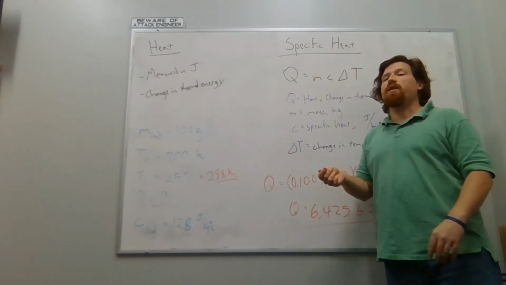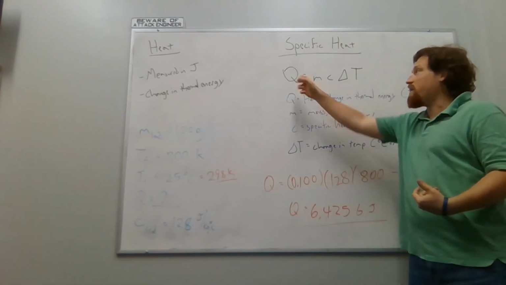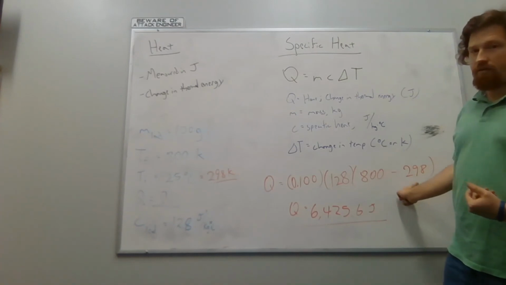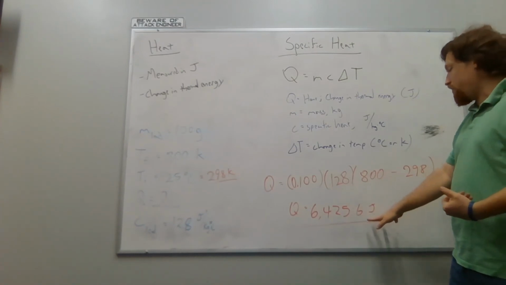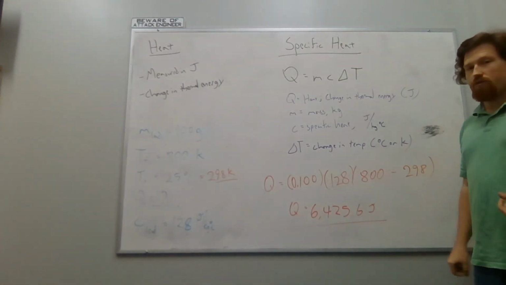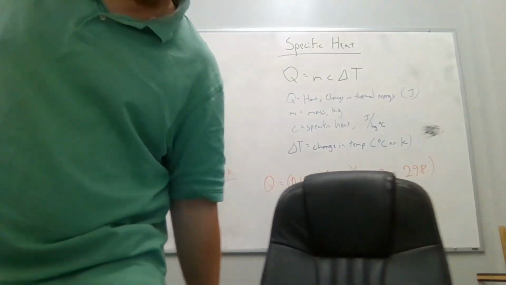The object you were looking at got colder, thermal energy has left it. That's what a negative Q would mean if your final temperature is lower than your initial temperature. And our Q, our thermal energy, our heat, is measured in units of joules. So, great job, everybody.